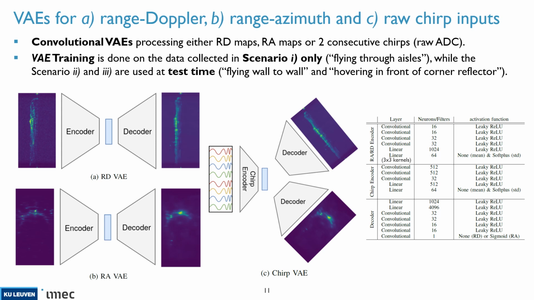Both the RD-VAE and the RA-VAE use a 6-layer encoder with 2D convolutions, while the chirp VAE, or CVAE, uses a 5-layer encoder with 1D convolutions, since it acts on raw ADC data. All VAEs are pre-trained in a non-supervised manner using the data from scenario 1 only. Doing so, we obtain 3 VAEs which encode the high-dimensional radar data into low 64-dimensional representational vectors.